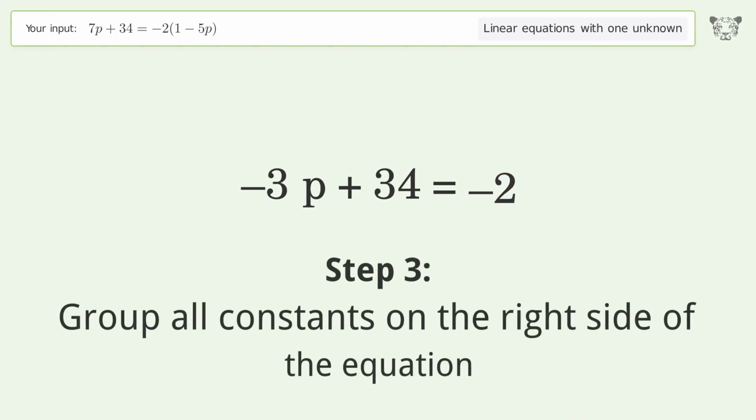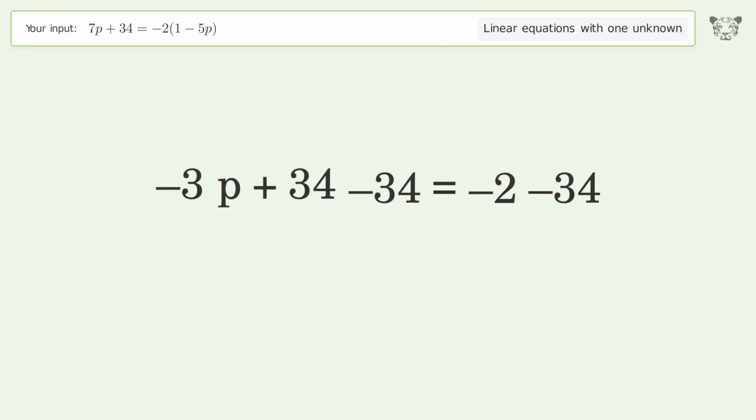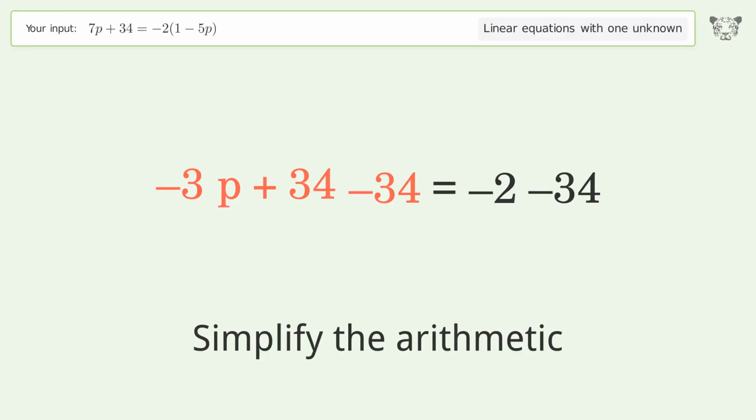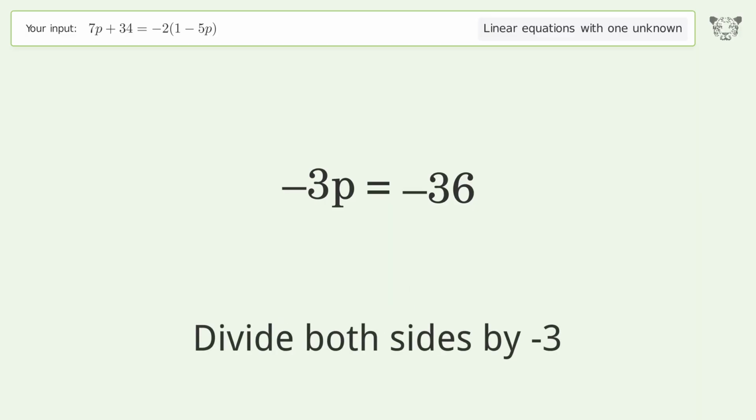Group all constants on the right side of the equation. Subtract 34 from both sides. Simplify the arithmetic. Isolate the p. Divide both sides by -3.